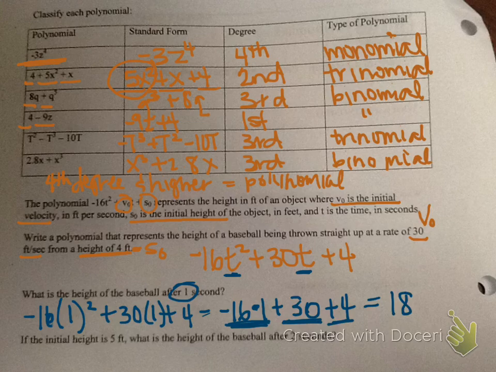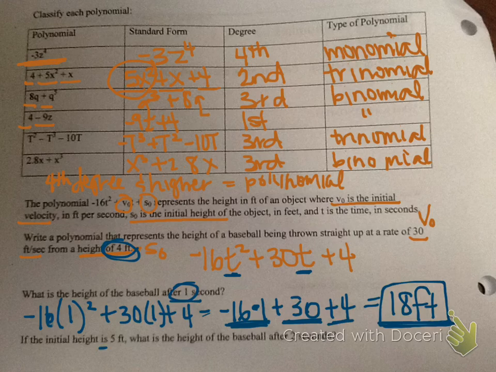So the height of the baseball after 1 second is 18 feet. So the ball started at 4 feet. So imagine that. That's probably just from standing height. You throw the ball at 4 feet off the ground. And then after 1 second, the ball is 18 feet off the ground.